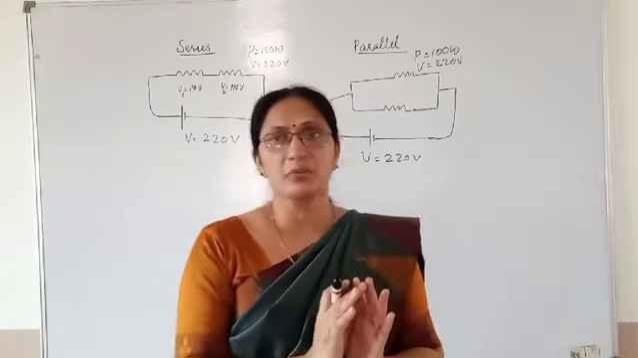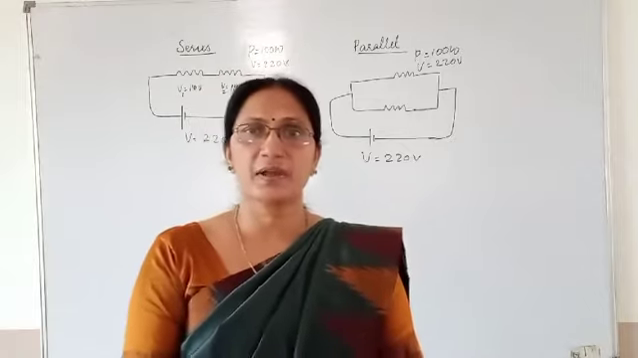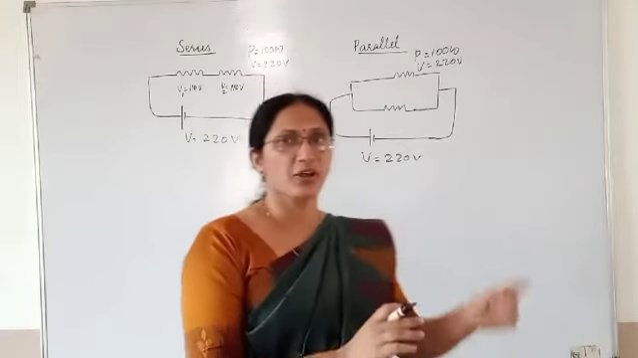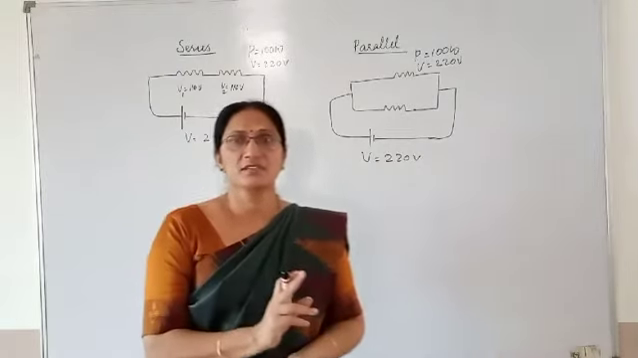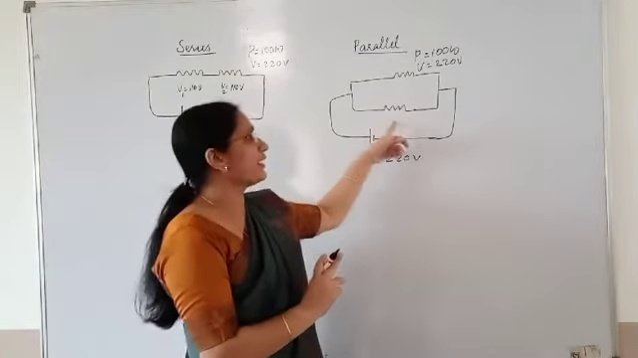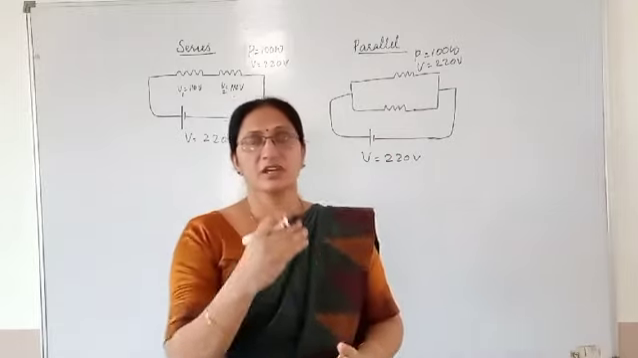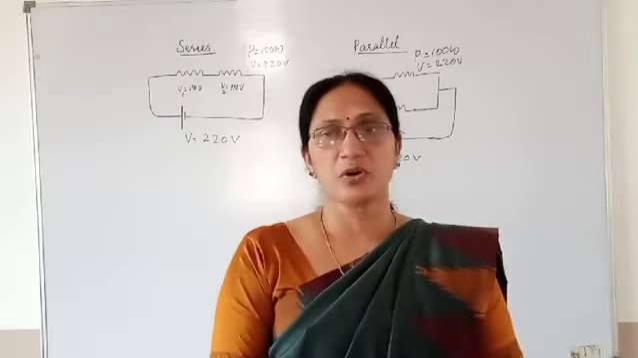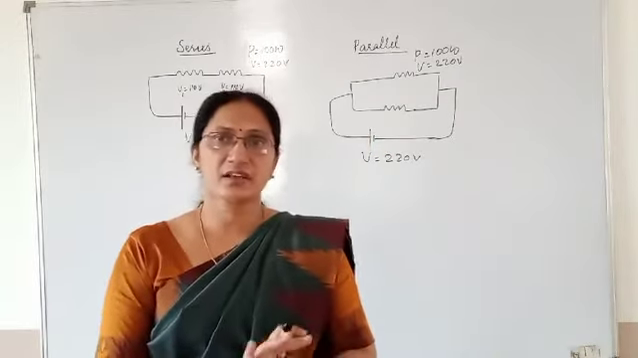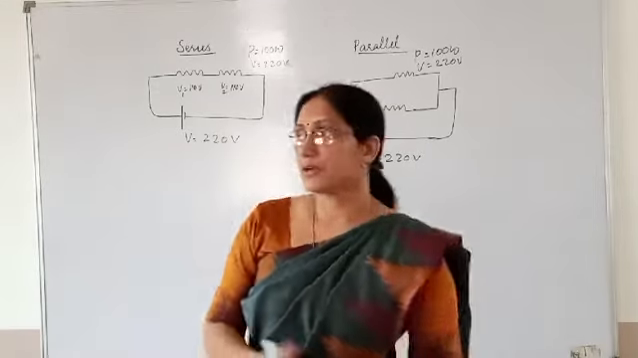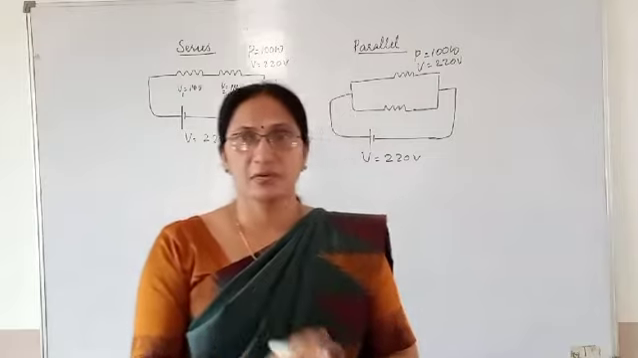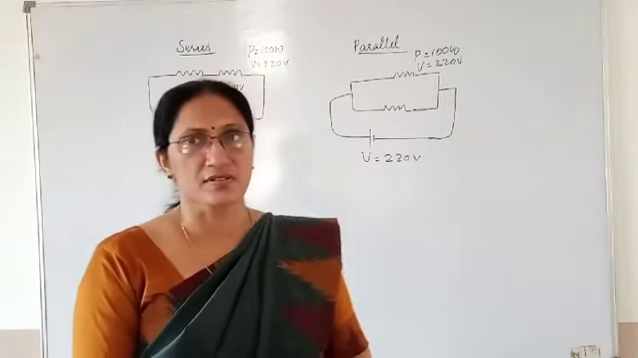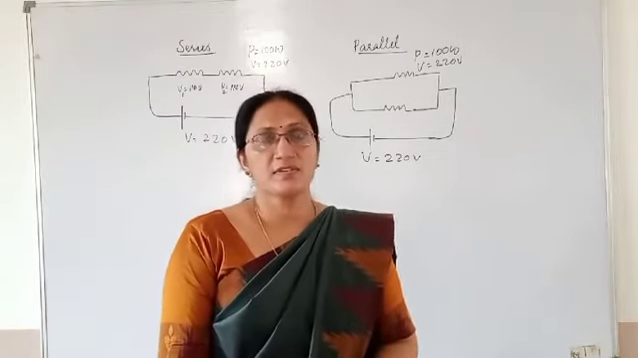Now you might have come to a conclusion. The different appliances at home must always be joined in parallel. One reason is that if they are joined in parallel, they will get the required voltage. For most appliances, the required voltage is 220. But in case of series, the voltage is divided among the individual resistors. One more reason is there.